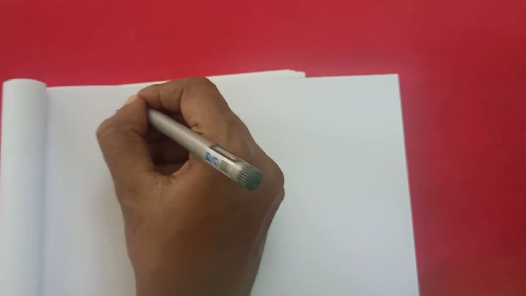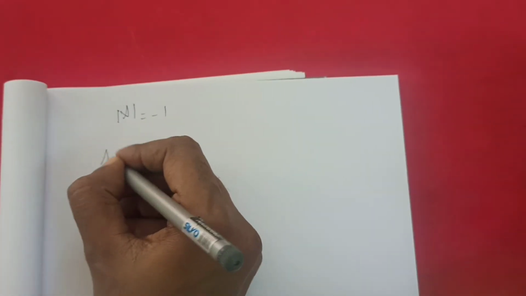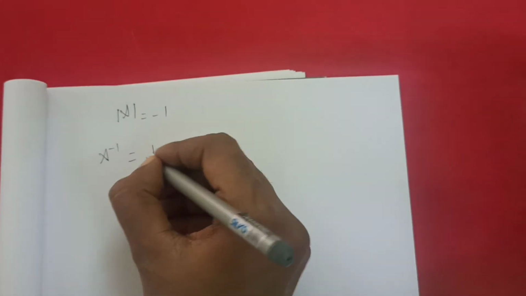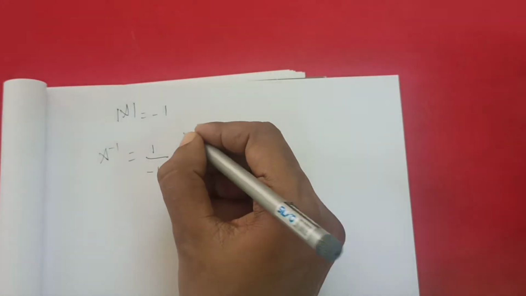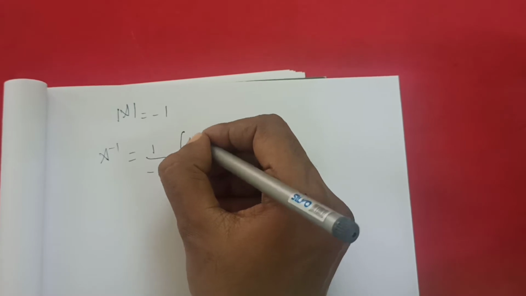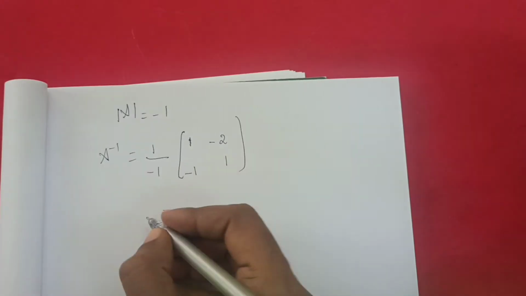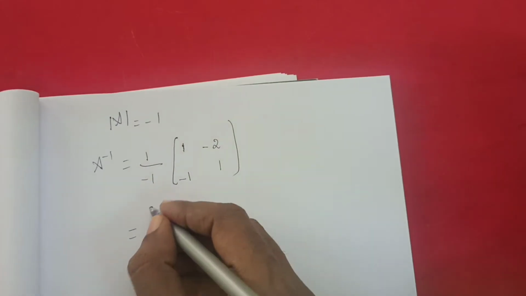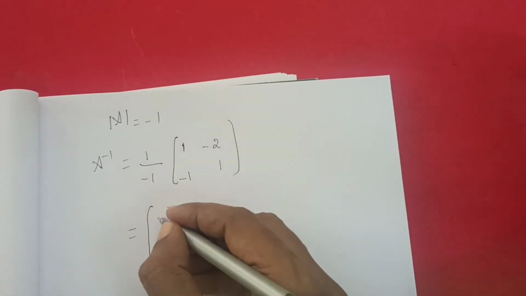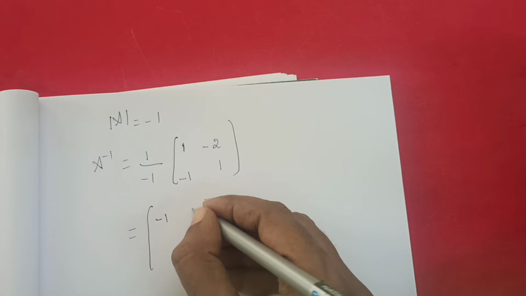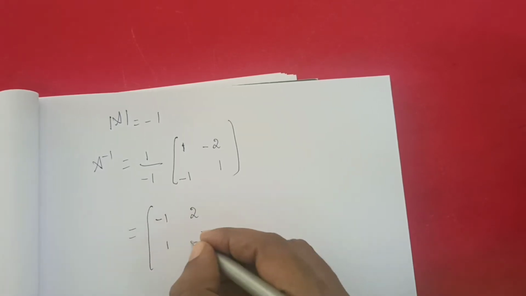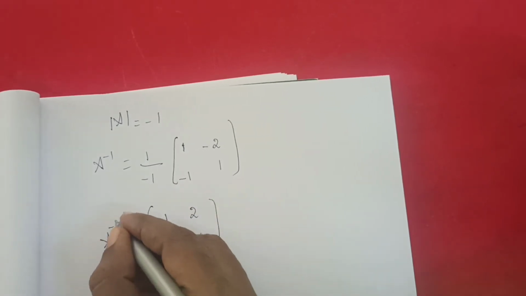Now, determinant of A value we have already found out. Determinant of A, you already know, is equal to minus 1. So, A inverse is equal to 1 by minus 1 into adj A value: 1, minus 2, minus 1, 1. That's equal to this one divided by minus 1. Each and everything you need to divide by minus 1. So, minus 1, 2, 1, minus 1. This is the value for A inverse.